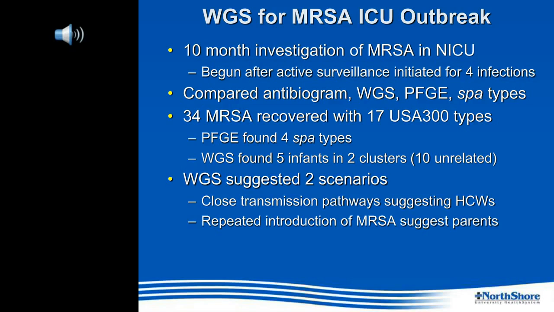And they compared several different typing systems, whole genome sequencing, with very common ones like pulse field gel electrophoresis and SPA typing. And they found that whole genome sequencing was actually the best in defining clusters. They had 5 instances in 2 clusters, and 10 of the cases were unrelated. And whole genome sequencing suggested 2 different ways that this transmission was happening. One was when the infants were close to each other, suggested healthcare workers, but it also suggested that there was repeat introduction of MRSA strains, which might suggest coming in from the parents.